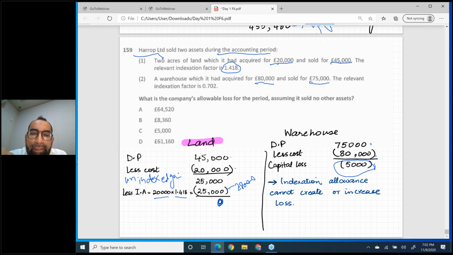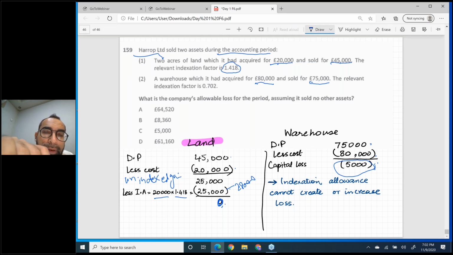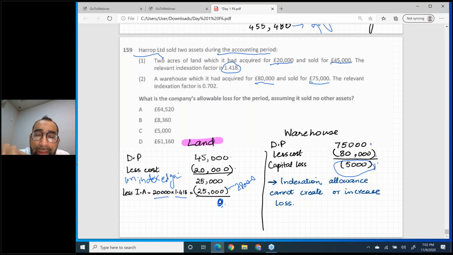So look at the whole picture. The first answer is 0 and the second answer is negative 5,000. Now read the requirement: what is the company's allowable loss for the period, assuming it sold no other assets? This is answer C. 5,000 is the capital loss.